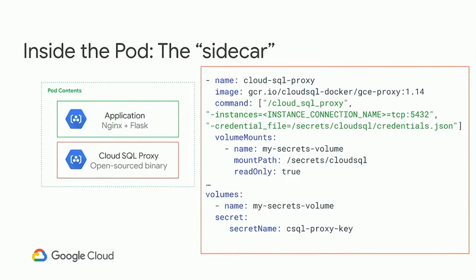We're using volume mounts to pass this secret in. So it's mounting the file as a volume. It's putting that volume into the container, and the container is accessing it when it starts up.